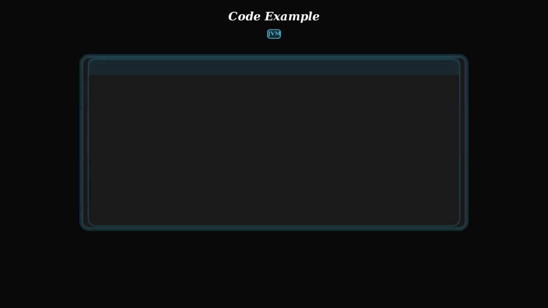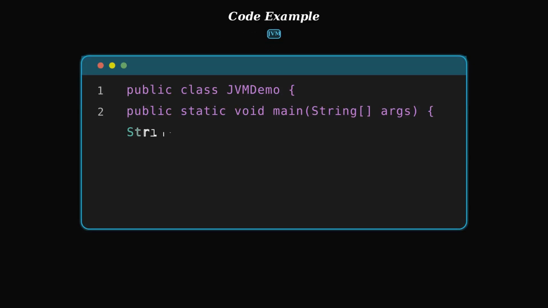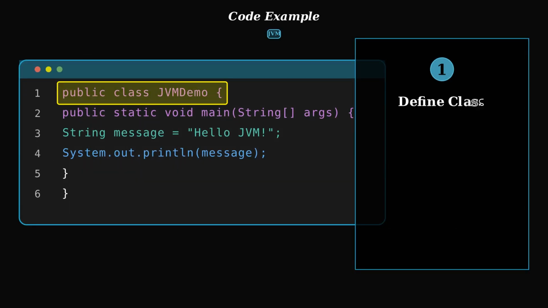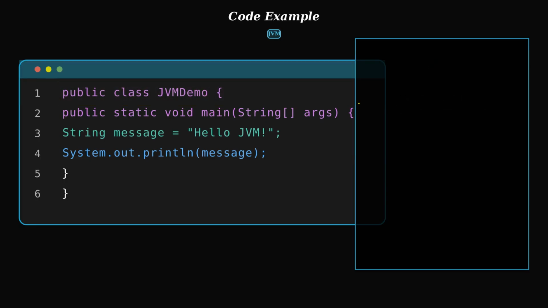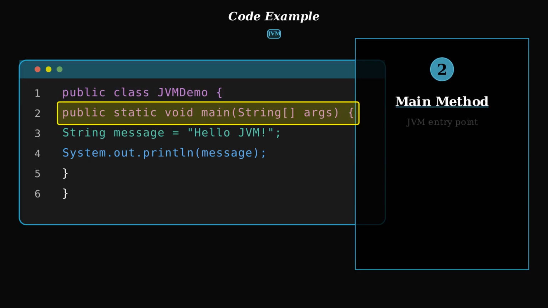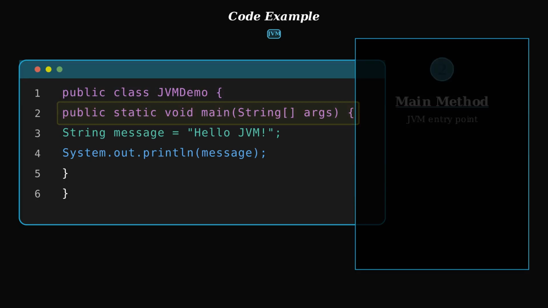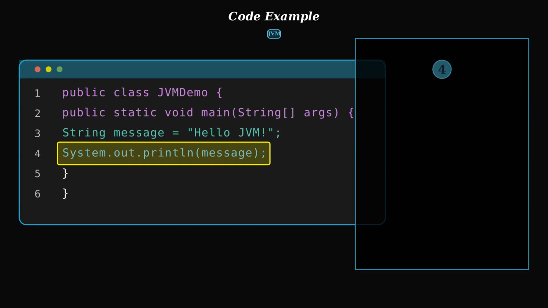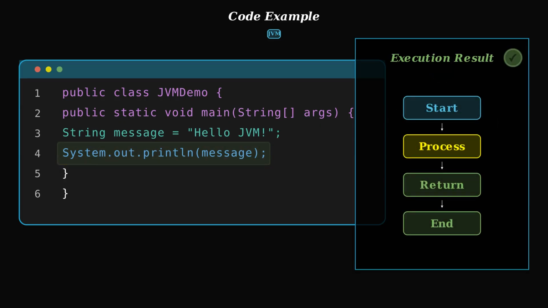Let's see how to implement JVM in code. Here is the implementation. Define class. Create Java class file. Main method. JVM entry point. Create string. Allocate memory. Print output. JVM executes instruction. Now let's see the output of this code.